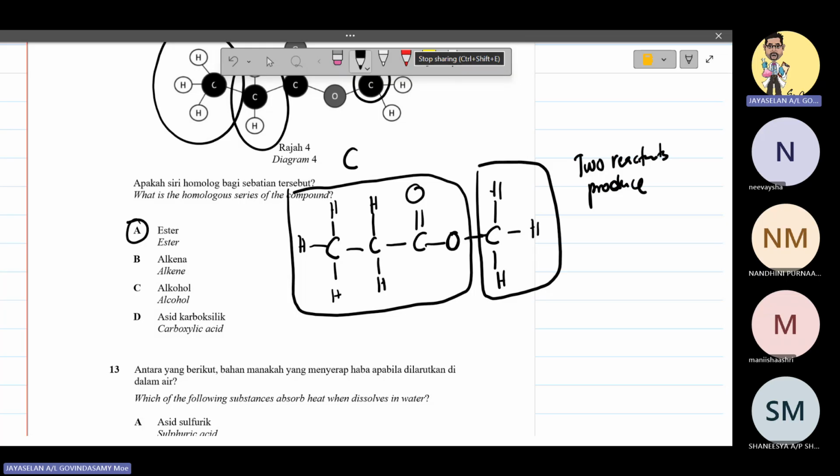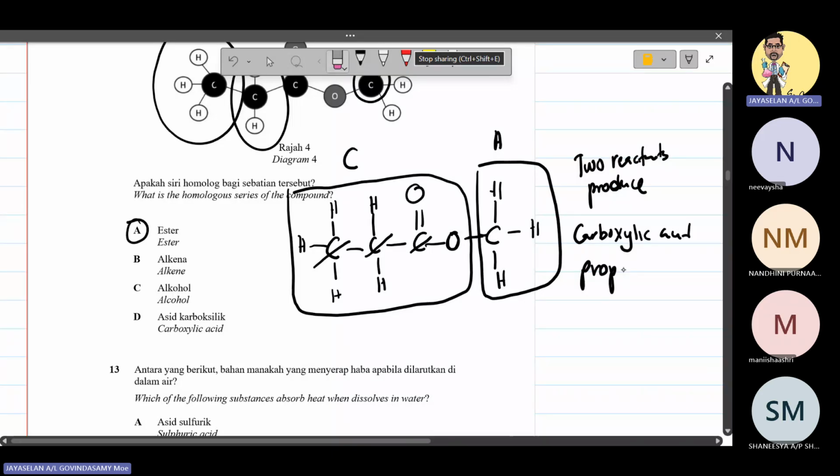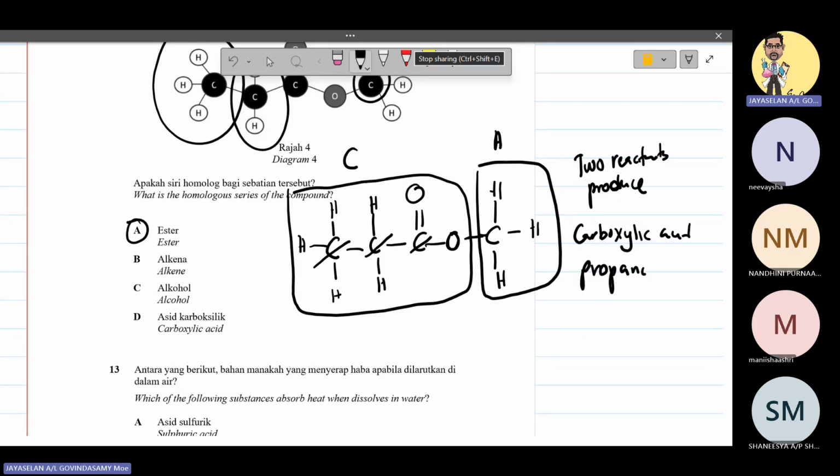After this O, you all circle. Here you put A. So C stands for what? Stands for carboxylic acid. The carboxylic acid, 1, 2, 3. What is the name of the carboxylic acid with 3 carbon? You all write propanoic acid. So it's propanoic acid. So you already score 1 mark.